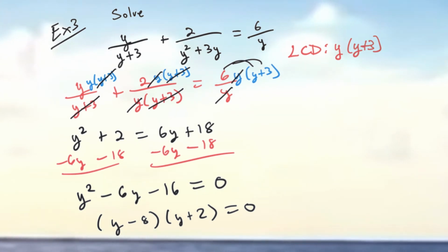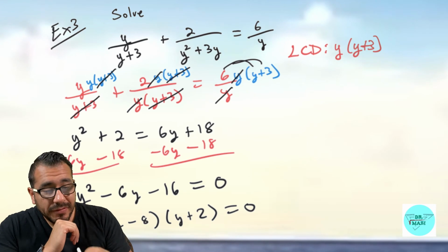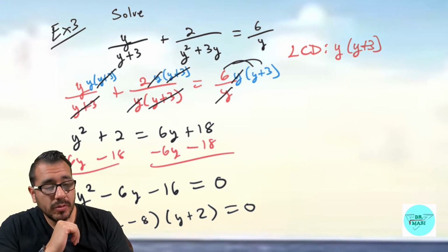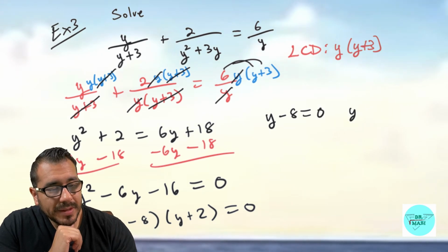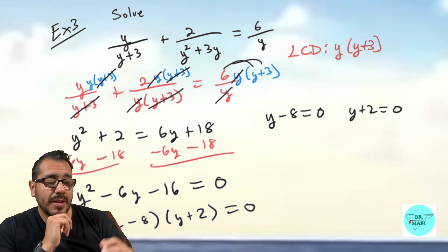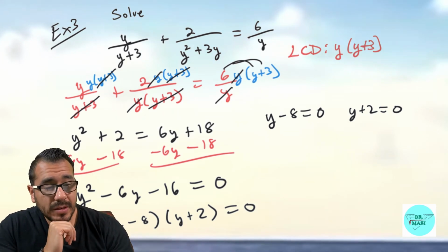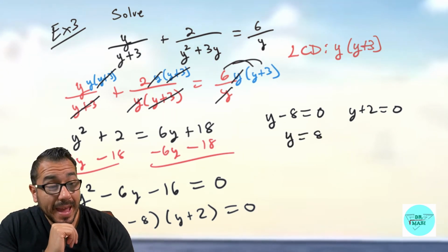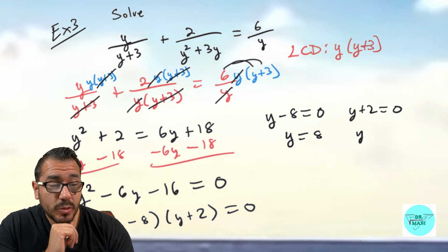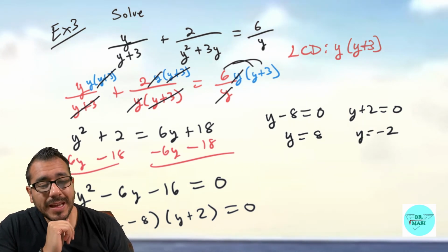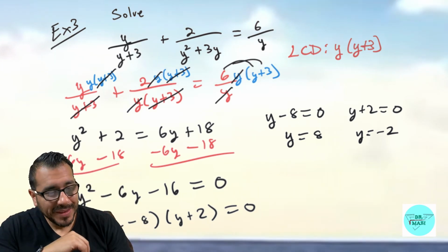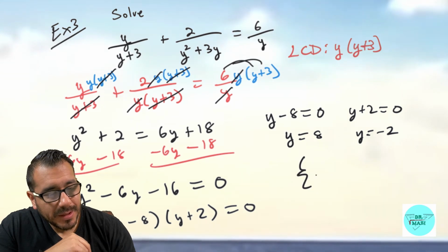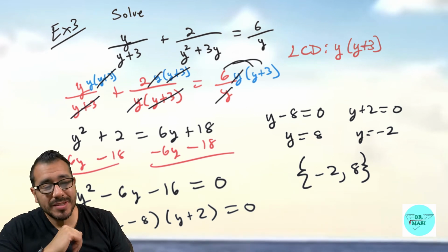So now that we found those factors, let's go ahead and set each of them equal to 0. So y minus 8, let that equal 0. y plus 2, let that equal 0. Solve each equation, add 8 to both sides, you get y equals 8. Subtract 2 from both sides, and you get y equals negative 2. Of course, plug them back in and check your answer. Those are our two solutions there, right?